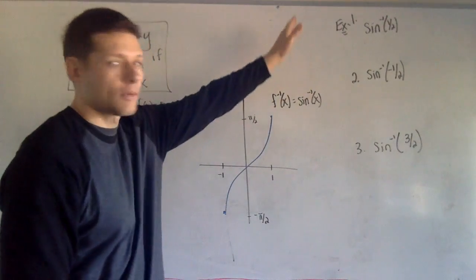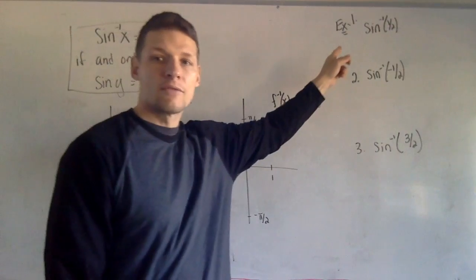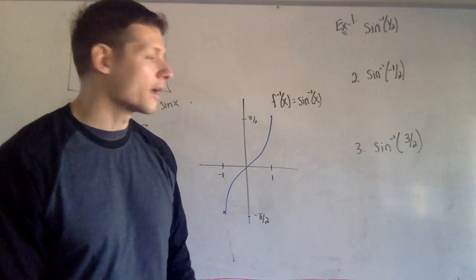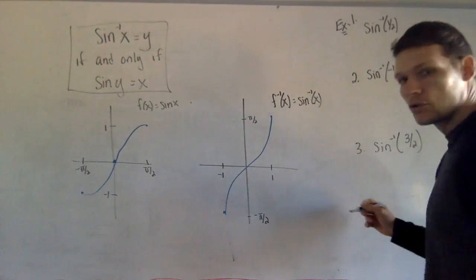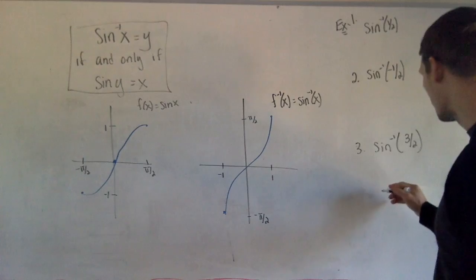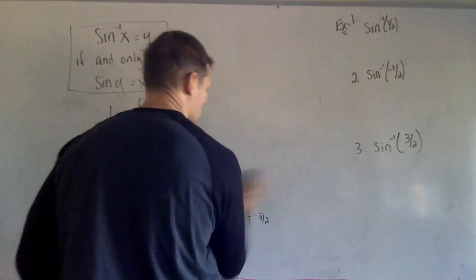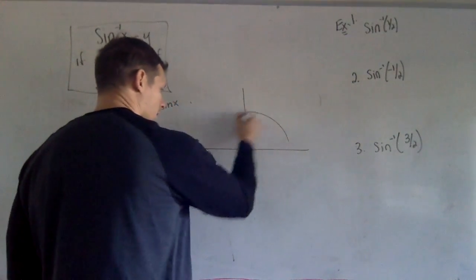Now, what I want to do is use this rule right here to look at finding sine inverse of 1/2, sine inverse of negative 1/2, and sine inverse of 3/2. One of the things that is good to have is your unit circle. I'm going to put the unit circle here for us to take a look at, where we have memorized the properties of it.